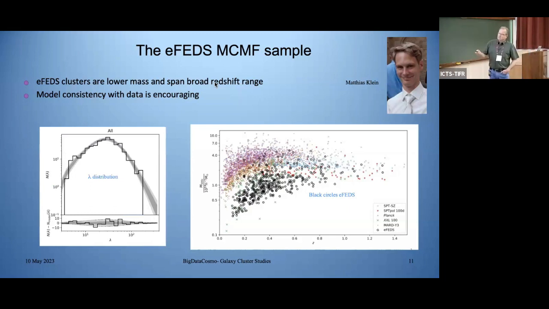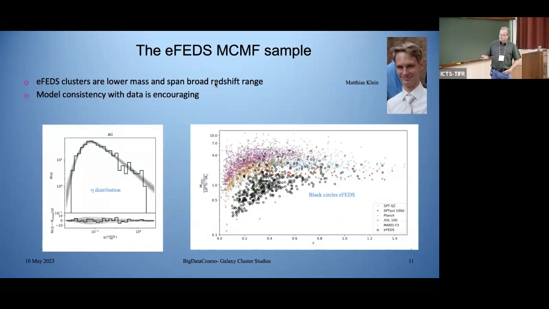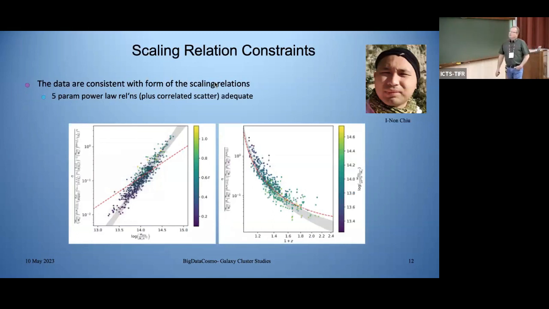Here's the richness distribution of the sample, well fit by the model. And here is the count rate distribution of the sample. These are just 3 projections, but the basic picture is that the model and the data are in good agreement. In addition, the scaling relations, now I haven't shown you any scaling relations up to now, so this is perhaps important. The scaling relations are well fit by these power laws.